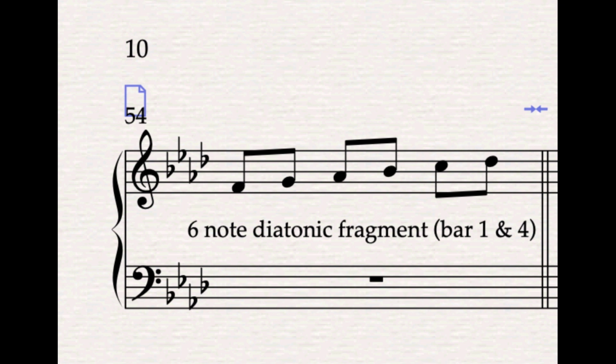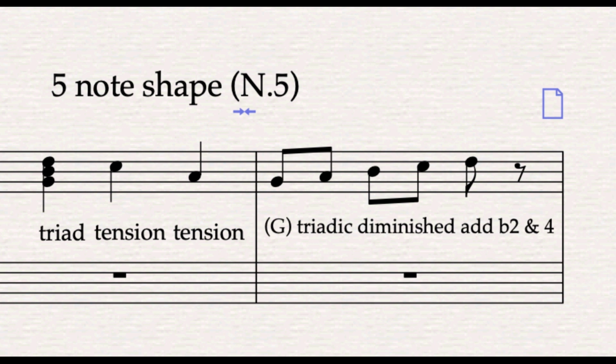The last 5-note shape that I bring to your attention can be extracted from bar 4. It can be related to the 6-note scale fragment from which the thematic material in bar 1 and 4 can be derived. This is what I call a G triadic diminished shape. Which features a diminished triad, the G diminished triad, with the addition of 2 tensions, as usual, which are the flat 2, the flat 2nd, and the perfect 4th, to the tonic of the triad, which is the note G, respectively the A flat and the C natural.